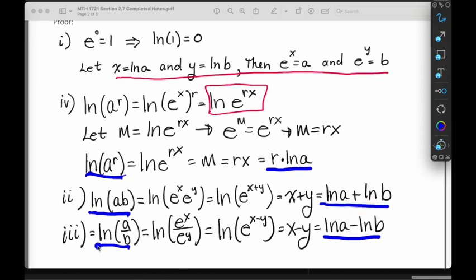And in the last one, we're going to use that same exact argument, but we're using division, so we're going to subtract our exponents. So everything else is the same, we're just using subtraction now because we've got division with like bases and we subtract the exponents.